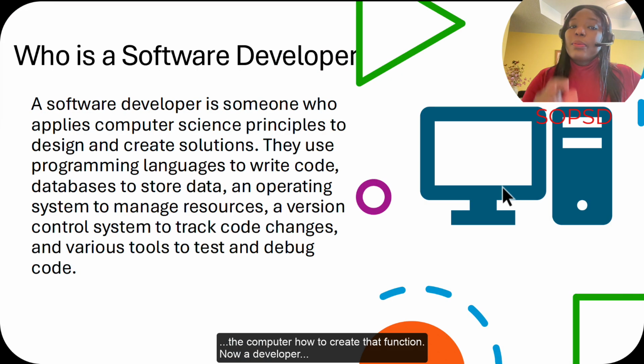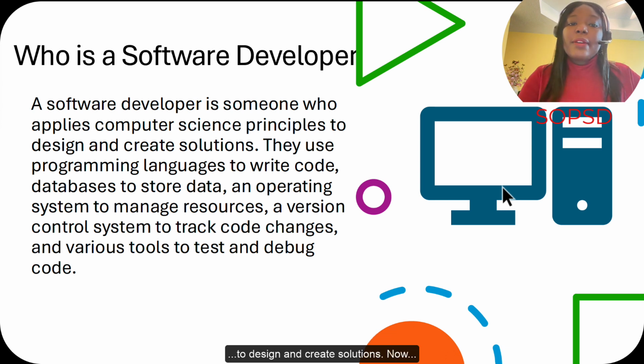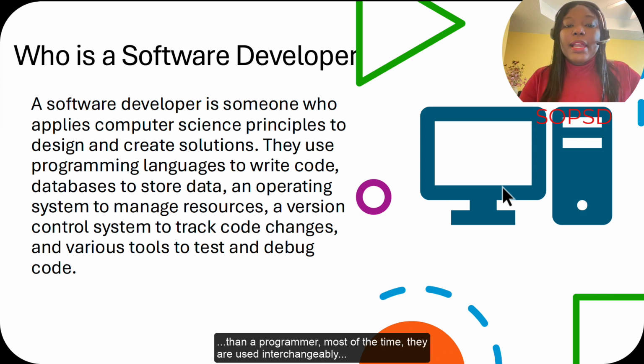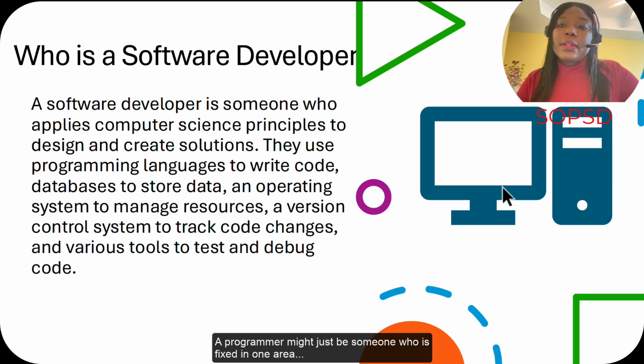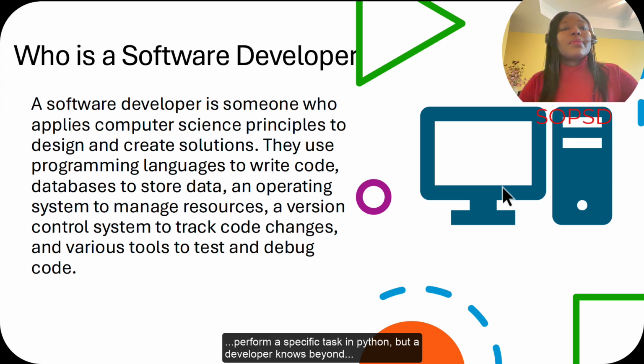But a developer is a person who applies all of the computer science principles to design and solution creation. While a developer is more in-depth or has more requirements than a programmer, most of the time they are used interchangeably. A software developer is also a programmer, but a programmer might not be a developer. A programmer might just be someone who is fixed in one area.